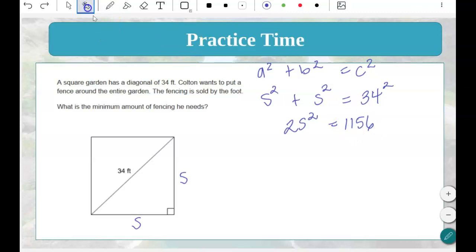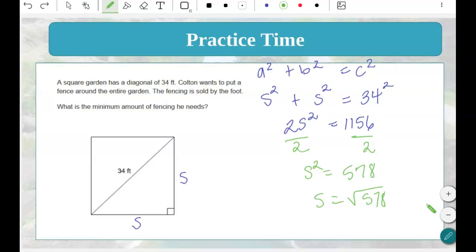So now we're going to solve. We need to isolate this variable here. So we're going to divide by 2 on both sides. That leaves us with S squared is equal to, using the calculator, divide by 2, 578. So S squared is 578. So S will be the square root of that. All right, again, use that calculator. Second, x squared, 578. It is 24.04.